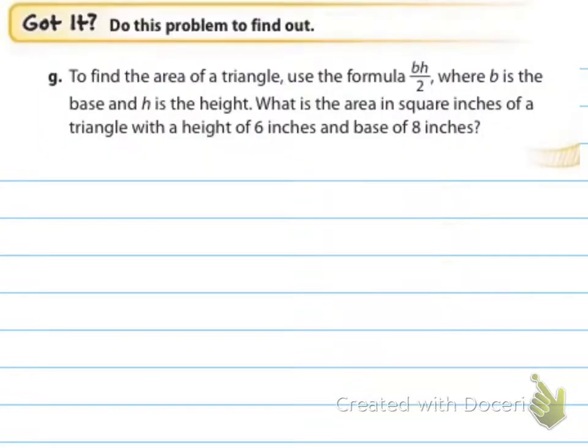That's a really good point. Alright, now pause the video again and work on G. It says to find the area of a triangle, use the formula base times height divided by 2, where B is the base, H is the height. What is the area in square inches of a triangle with a height of 6 inches and a base of 8 inches? You guys should know how to do this pretty easily because you've done this in Chapter 9. Alright, pause the video now.